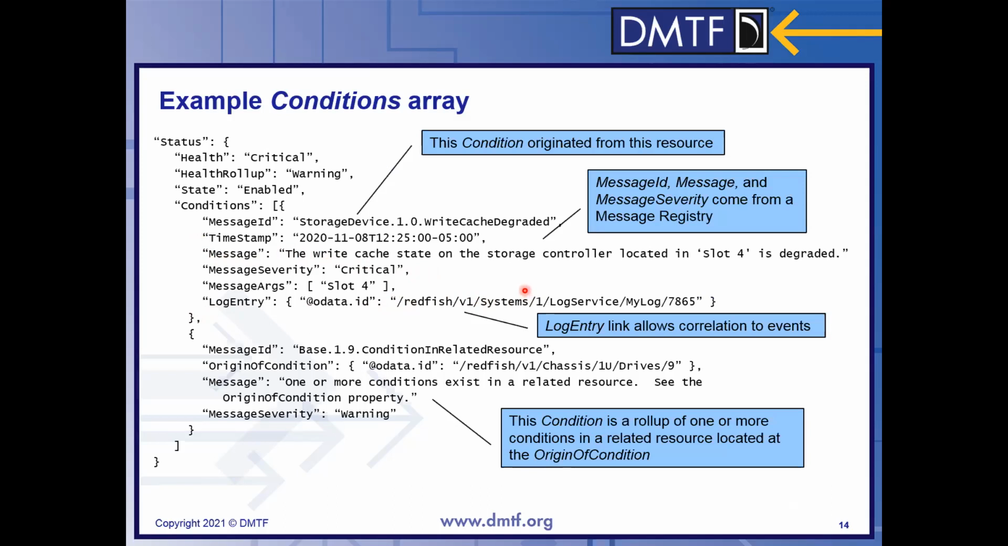We also see an additional message in this conditions array to show, yeah, we have a condition in another resource, so it's related to this, and you should probably move over to that origin of condition to get some additional information about what went wrong. In this case, it says, yeah, there's a related condition that's found in drive 9 on my chassis called 1U. And so if you go over there, there might be some more information that is relevant to why this storage subsystem is in a critical state.